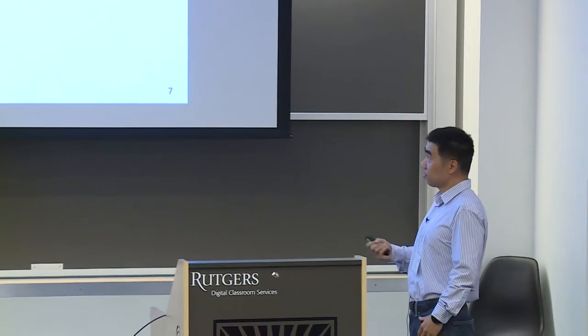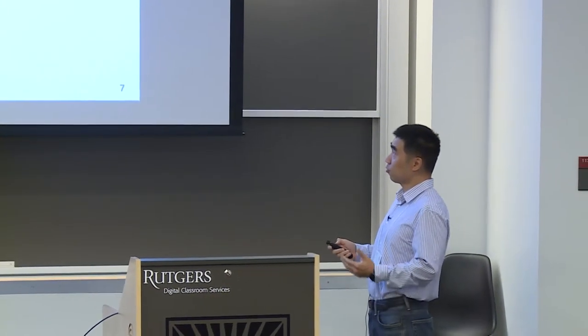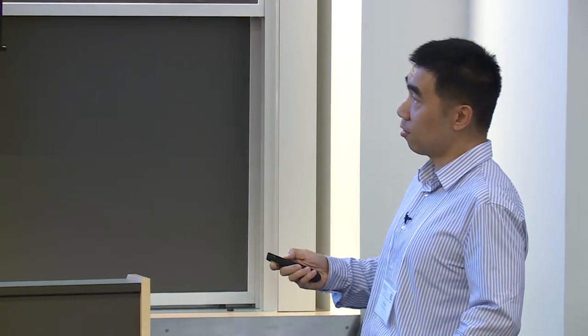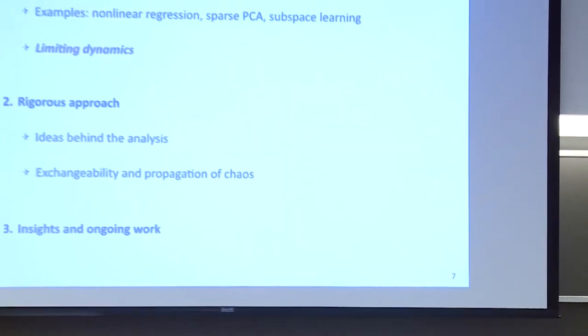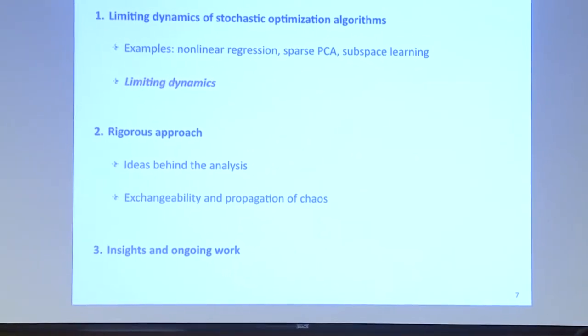Okay? Now, in this talk, I'm going to use two examples. One is nonlinear regression or lasso. The other one is sparse PCA as running examples. It shows that in the high-dimensional limit, it's possible to analyze the limiting dynamics in similar fashion as the toy example. And in the second part, I'm going to go over some of the key ideas underlying this analysis, what makes it possible to have this tractable analysis.